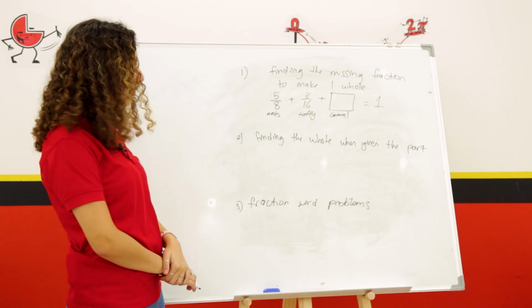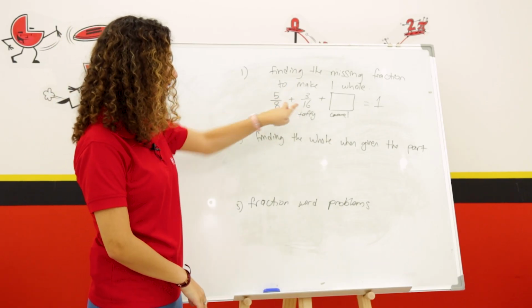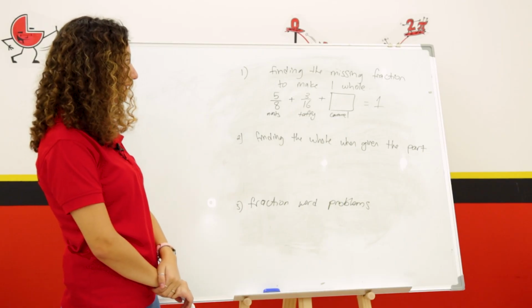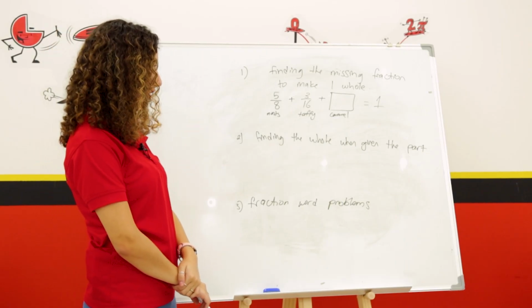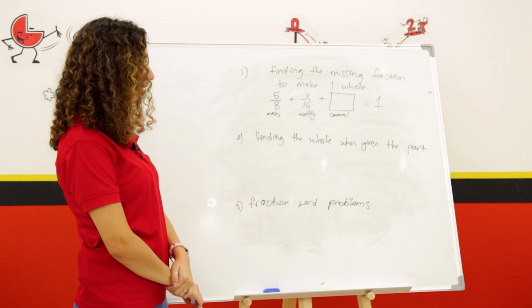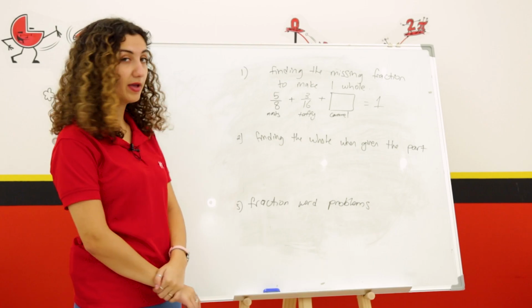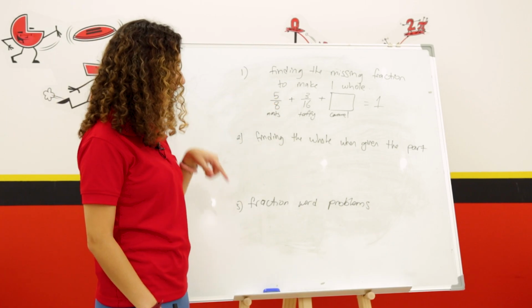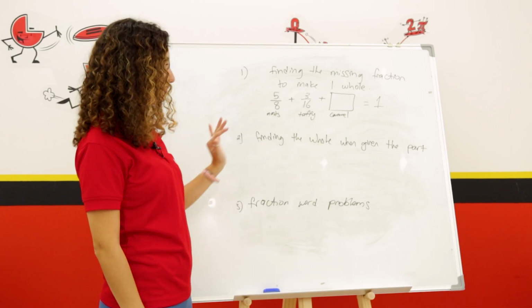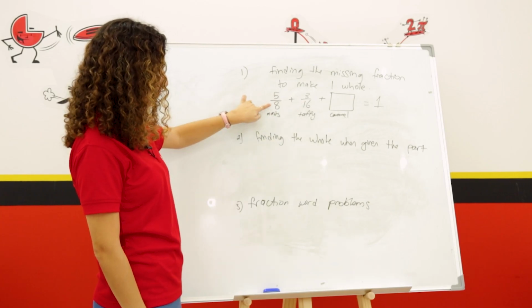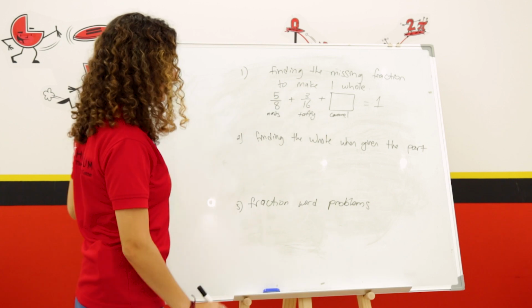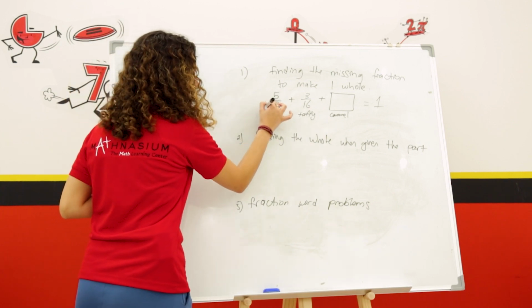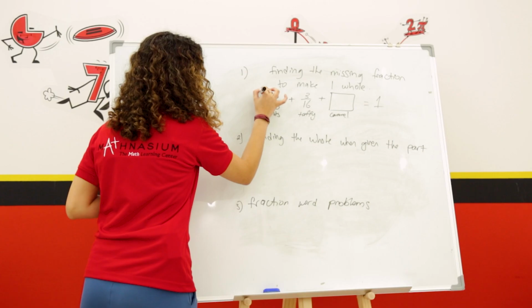Step number one, I'm going to have to add these two fractions. Now the problem is they don't have the same denominator. So we're going to have to change the denominators until they match. 16 is in the 8 times table. So I don't have to change both of these numbers. I can just make the 8 into a 16 by multiplying up and down by 2.